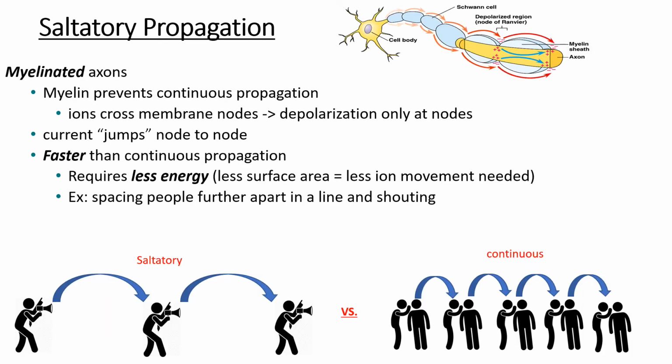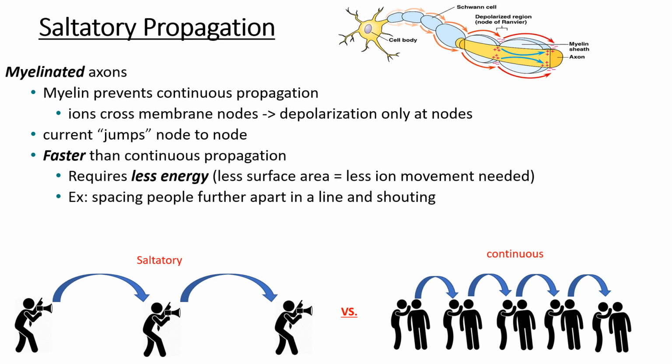So our saltatory propagation is going to occur in our myelinated axons. That myelin that covers the axon prevents continuous propagation. Our sodium and potassium ions can only easily cross the membrane at the nodes. Remember, when we have a myelinated axon, we've got these little myelinated areas, and then in between those myelinated areas, if you remember, those are called our nodes of Ranvier. And so those ions can only pass at those nodes. So depolarization is only occurring at those nodes.